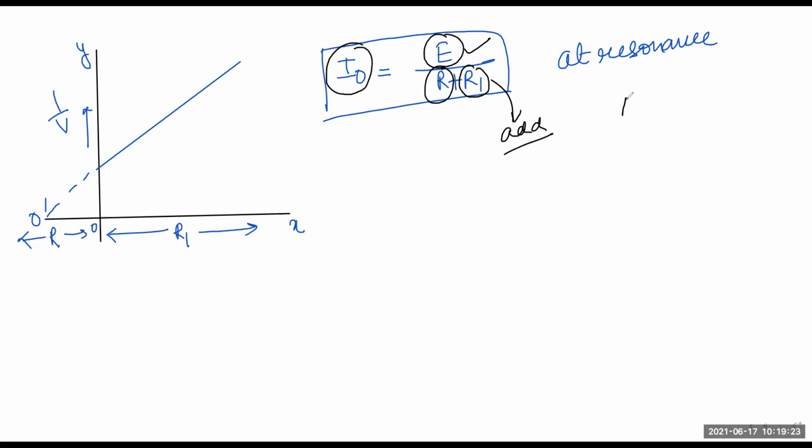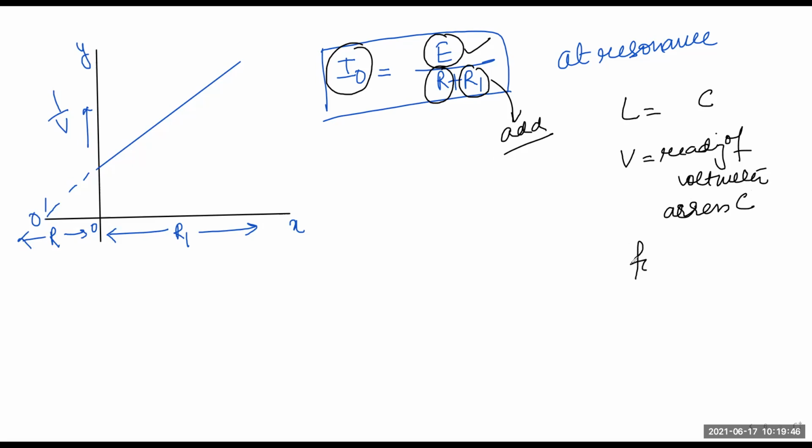And L, you all know, L is the inductance, C is the capacitance, V is the reading of the voltmeter connected across C, and this we will require actually. And another will be F0. F0 is the resonant frequency.